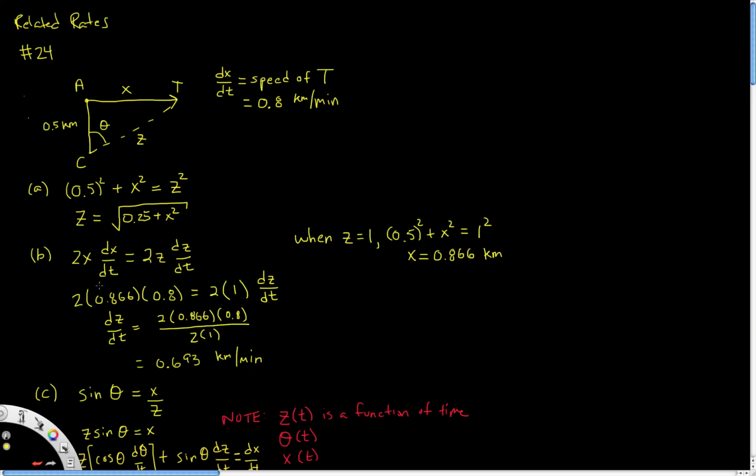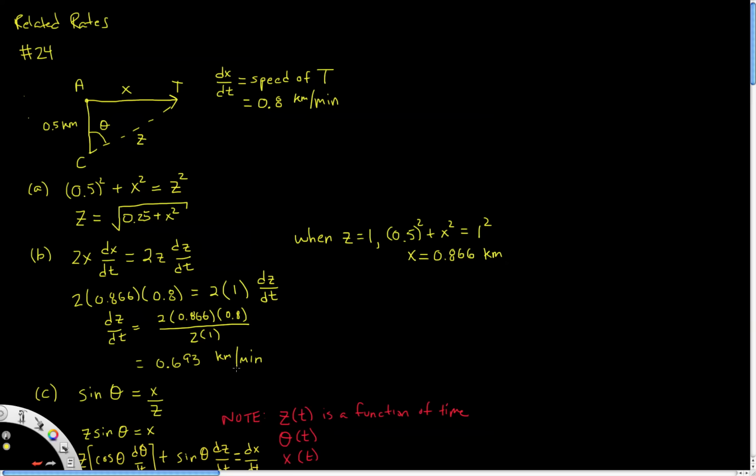Alright, so come back down here, look at my related rate equation, and I'm going to start plugging in the things that I know. So I've got 2, and there's x, which is 0.866. dx/dt is given to me in the problem, that's 0.8. I've got the 2, and I've got z equal to 1, and then dz/dt, which is the thing I'm trying to solve for, tacked on the end. I'm going to solve this equation for dz/dt by dividing both sides by 2, and then doing this arithmetic gives me that dz/dt is 0.693 kilometers per minute.